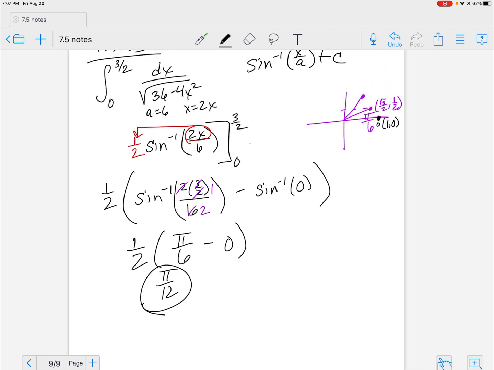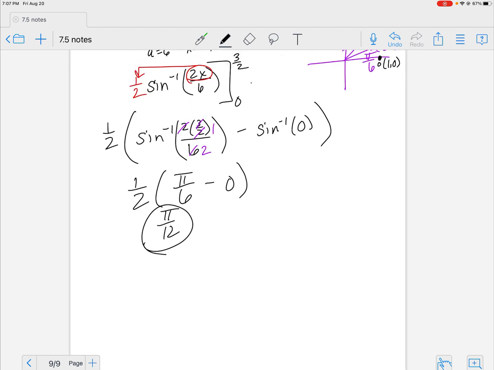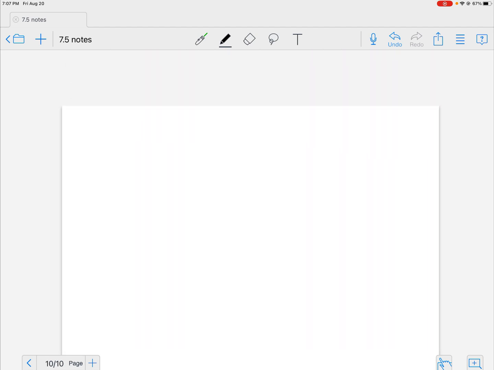All right. Look for those patterns. If you can do a u sub, do it. If you can't, then don't. You look for the pattern then and see what you've got. Do I have room here? Nope, not really. Let's go to the next page.